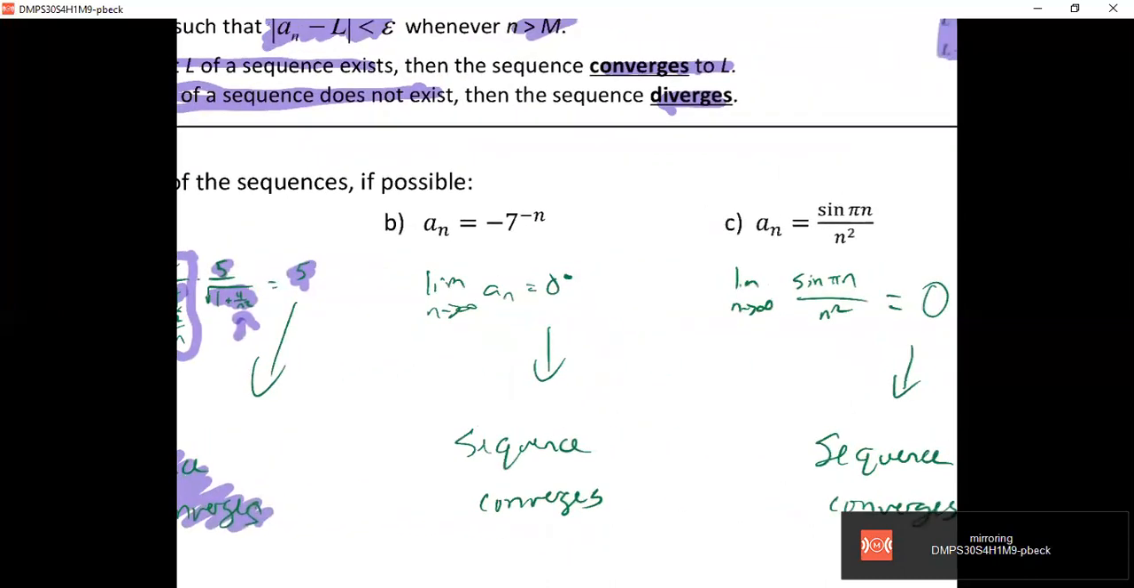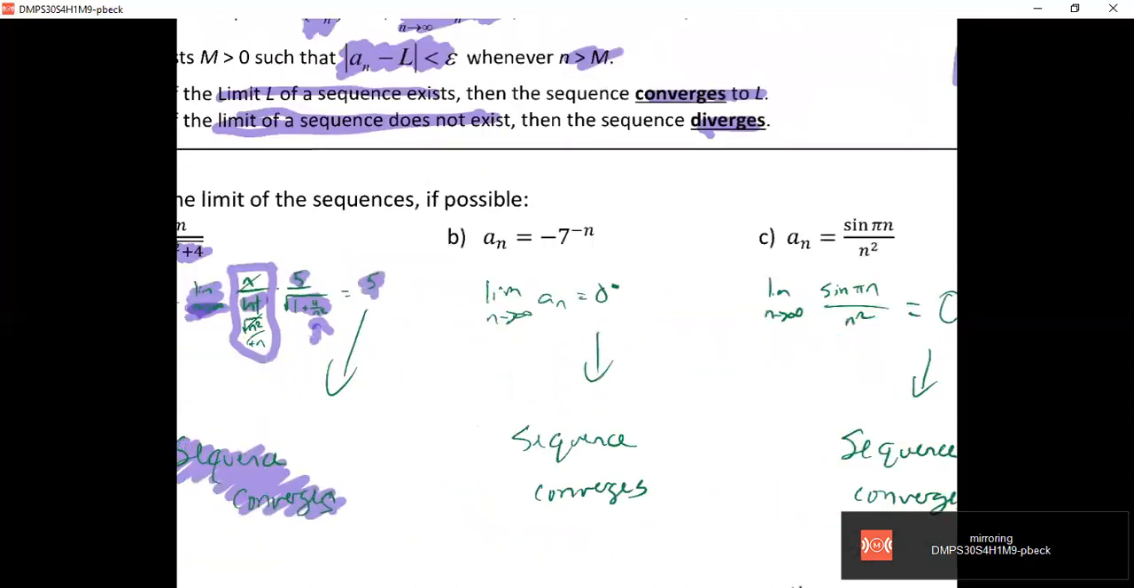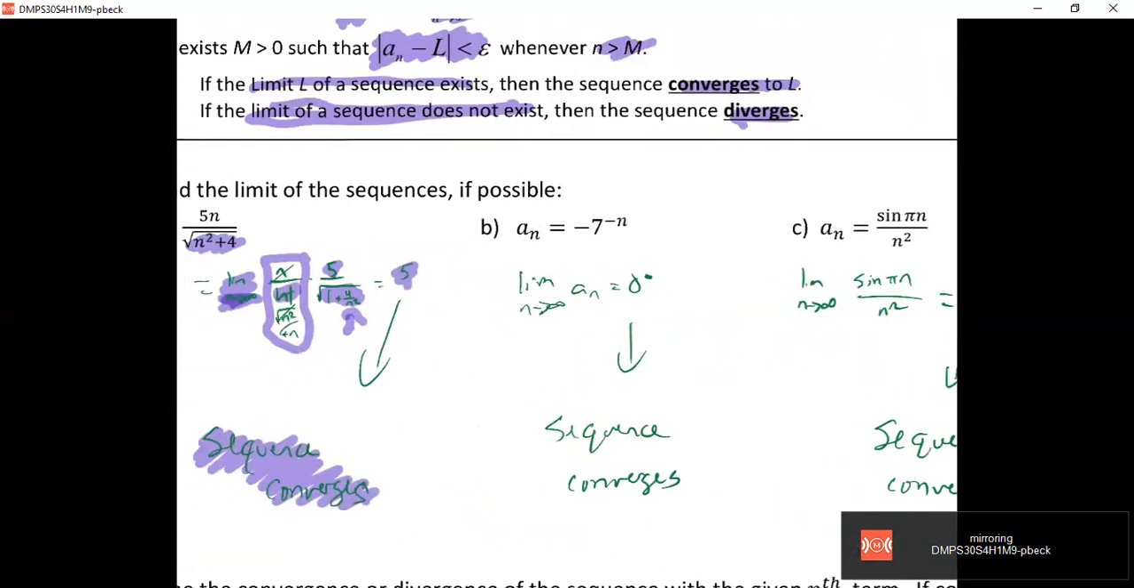For part B, we will take a look at this. The idea is we have negative 7 to the negative n power. Let me be a little bit more formal with this one because I think I kind of jumped over it. So let's walk through it. We'll say this is the limit as n approaches infinity. I will write this as the negative of 1 over 7 to the nth power, which, if we take 7 to the infinite power, is going to be a really, really large number. So it's going to be 1 over a really, really large number.